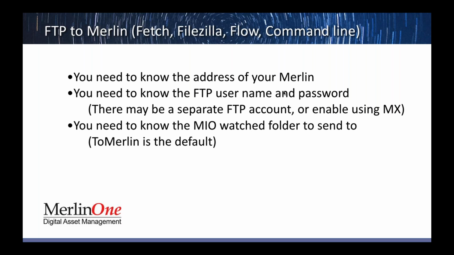You also need to know the MIO watched folder to send content to. If you send it just to the Merlin FTP site, it's going to go into nowhere land and it will never get processed into your Merlin. You always need to make sure it goes into a watched folder on the server, and the default is called to Merlin, as I'm showing you here, and there may be other Merlin folders as well that you can send to. You may have it set up by department, or by wire service, or by photographer, and so you might be able to FTP specifically into those folders.